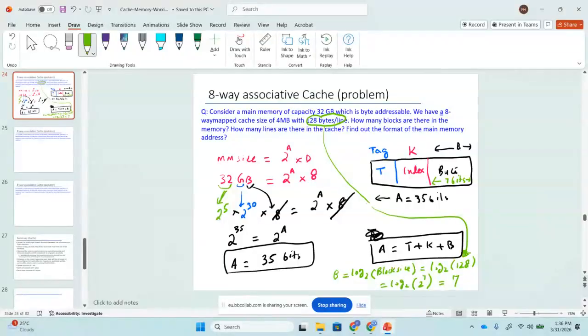Clear or not clear? If this is not clear, I will not proceed further. It's clear. Okay. Now this is my block size. If you look at here, this is my block size now. Now we go to there.